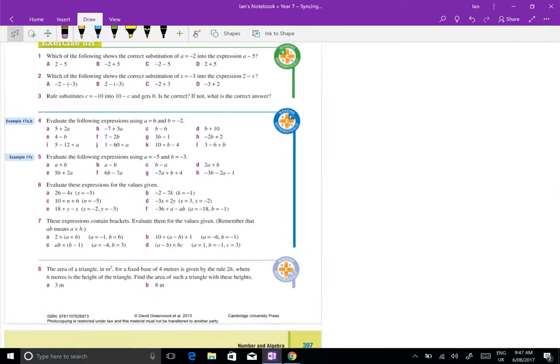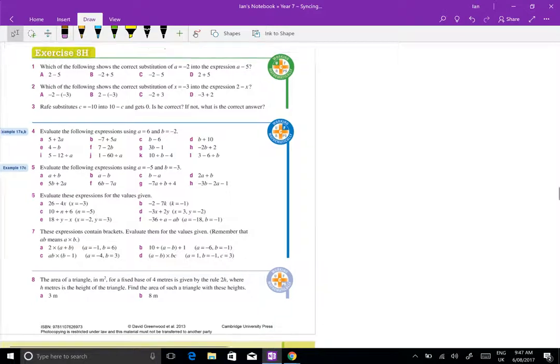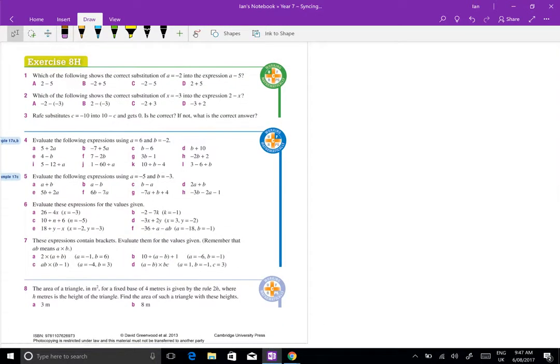And again, you have to do 4, 5, 6. So let's have a go. So here in question 4, and I'll do a couple. I'll do A, B, C, and D from 4.